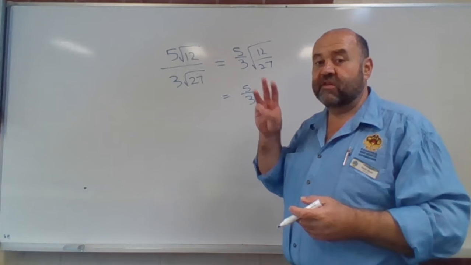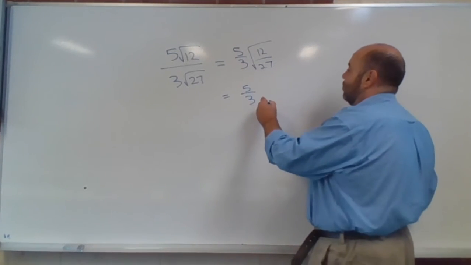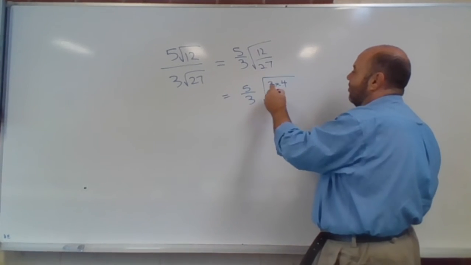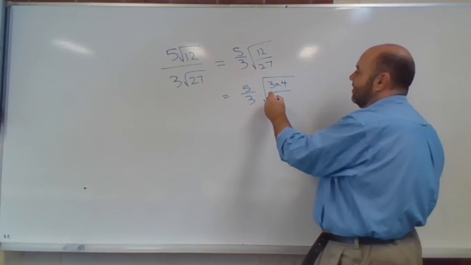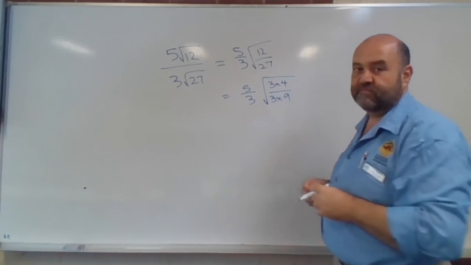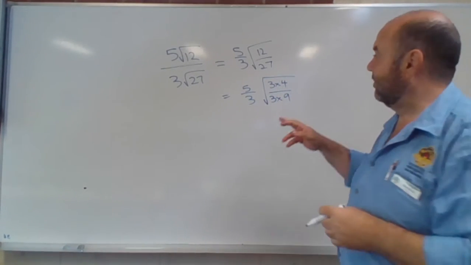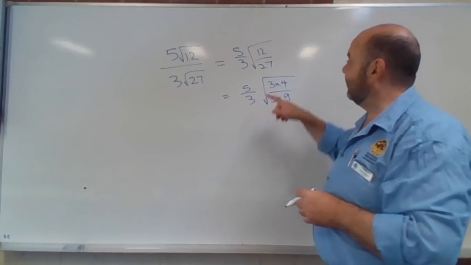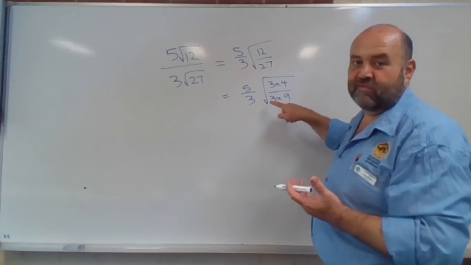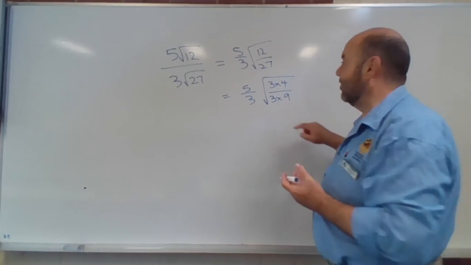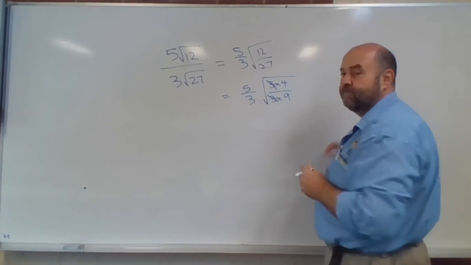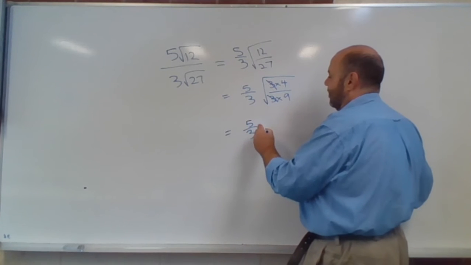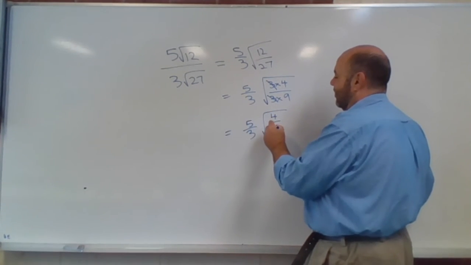Yep. 3 goes into both 12 and 27. So 12 is 3 times 4, and 27 is 3 times 9. Righto? So 3 times 4 is 12, 3 times 9 is 27. Now these 3's are, well, I've got a 3 up the top being divided by a 3 on the bottom. They cancel each other out. So I'm left with the square root of 4 over 9.